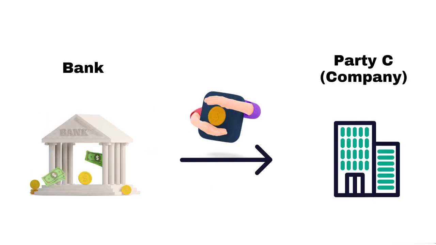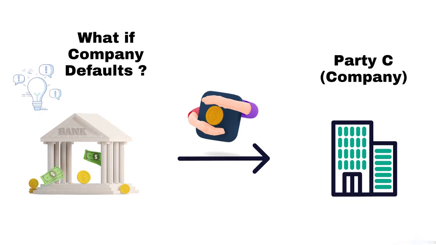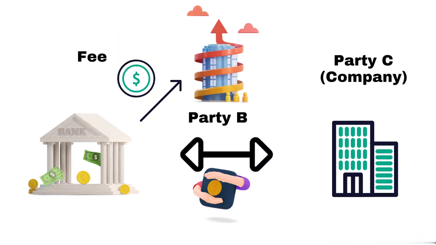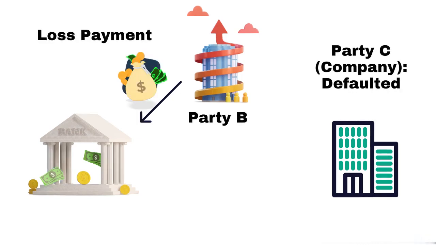So, let's say Party C is a company that wants to borrow money from a bank. The bank is worried that Party C might not be able to pay back the loan, so they buy a credit default swap from Party B as a form of protection. If Party C is able to pay back the loan, nothing happens and the bank simply pays a fee for the credit default swap. But if Party C defaults on the loan, Party B will pay the bank a certain amount of money to make up for the loss.